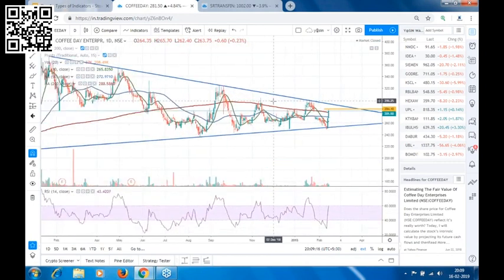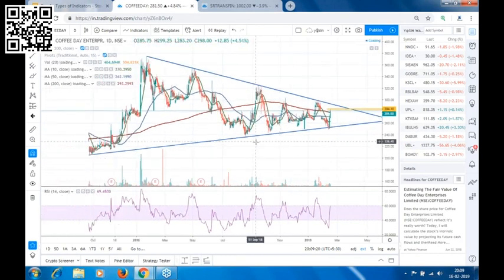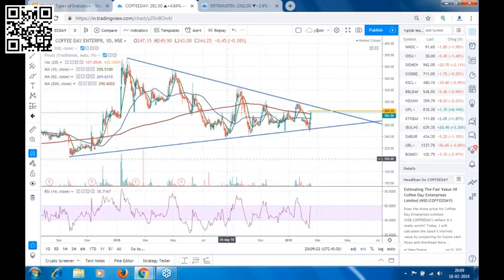Now if we see the daily chart also, as I showed you in the weekly chart, you can see how the stock is taking resistance from the trend line and also taking support from the trend line. See, when a stock is in an upward direction, the stock makes higher highs, and when a stock is in a downward direction, the stock makes lower lows and lower highs. But in this case, the stock is making lower highs and higher lows.